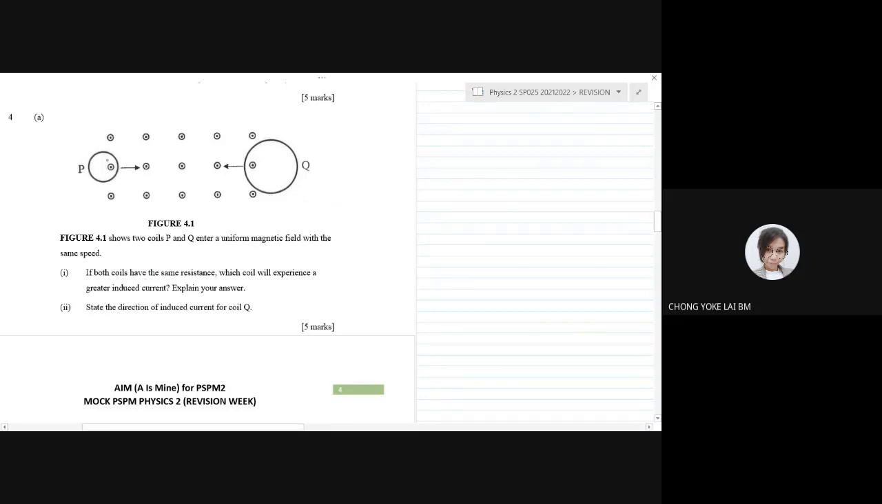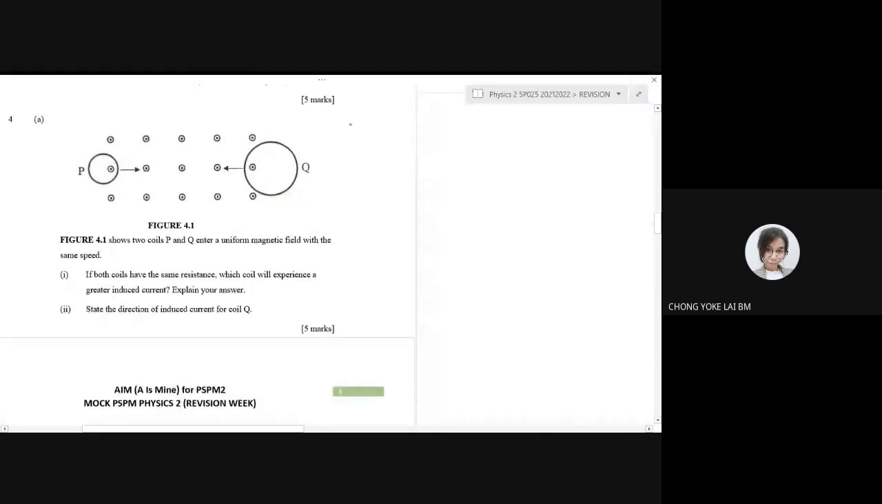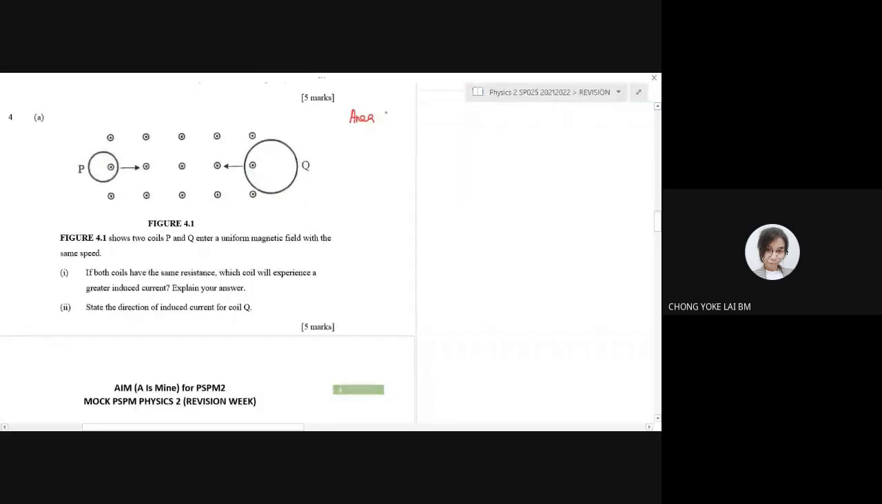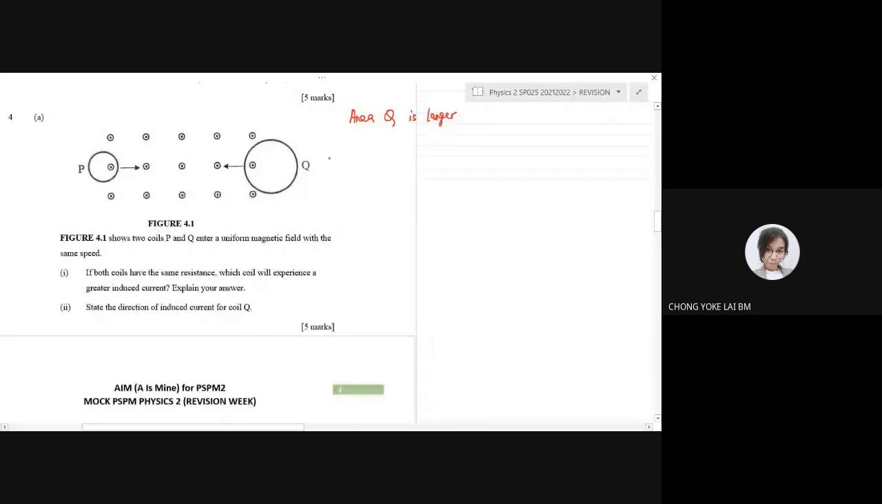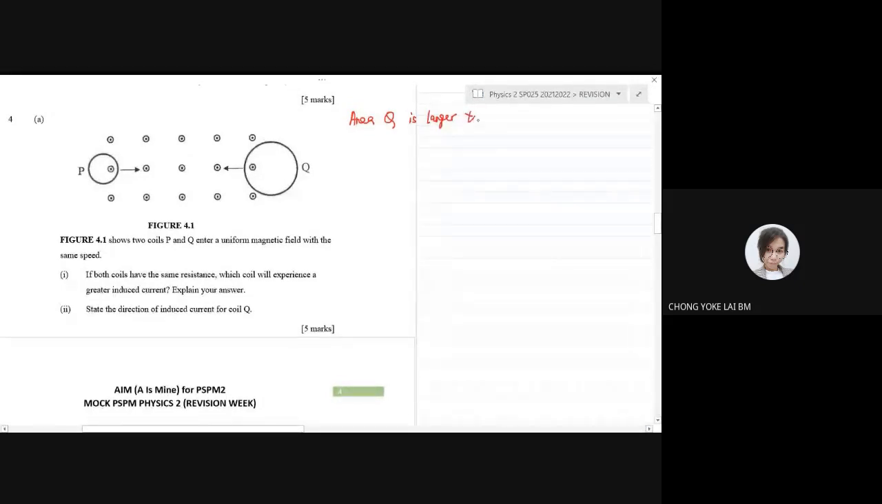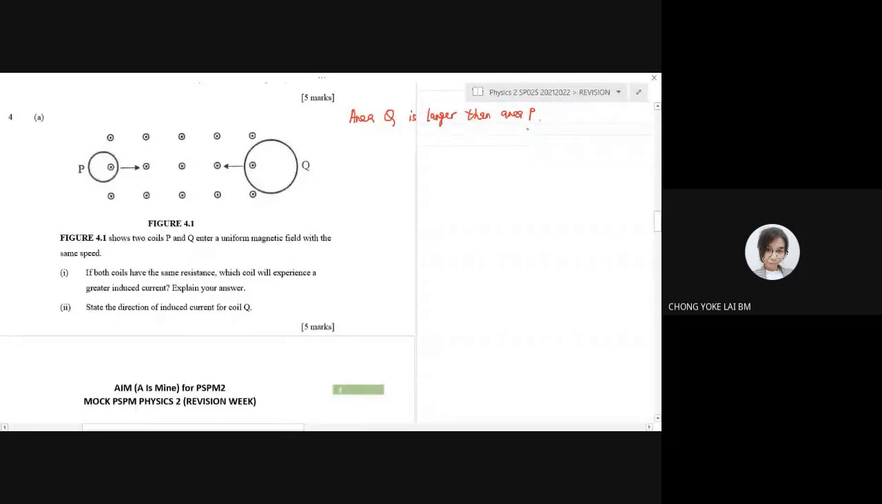Kalau you perhatikan, apa yang membezakan coin P dengan coin Q adalah area of the coin. It's the area of the coin. So, the area of coin Q is larger or greater. Ini yang you boleh nampak dalam gambar tu lah. Area Q is larger than area P.